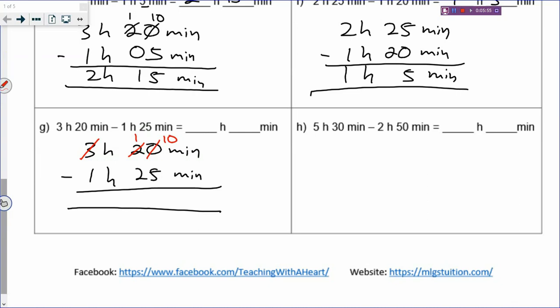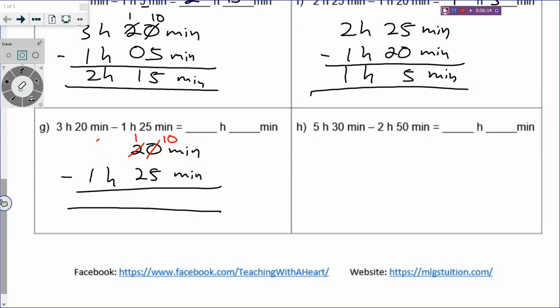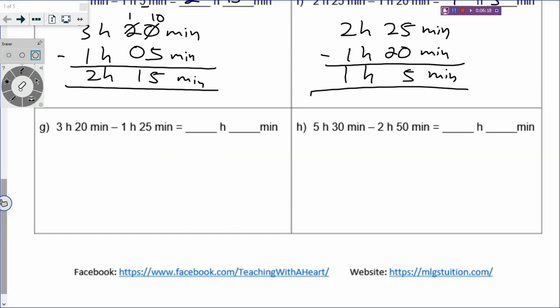Why can't you do this? Because your 1 hour is not 100 minutes. If it's 100 minutes, then you can borrow from the hour in this way. But because your 1 hour is 60 minutes, you have to do it in a different way. So I'm going to show you the correct way of subtraction. Let me just erase all this and let's do the correct way.